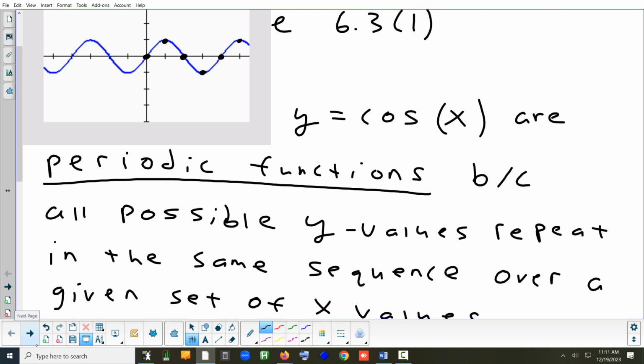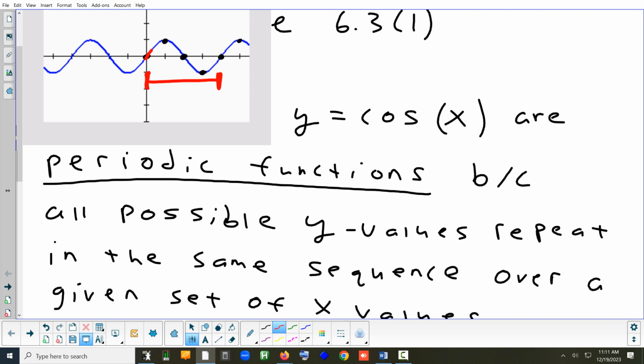Okay. When I talk about that they repeat over a set of x values, I'm talking about something like from here to here. That's the width of the x values that you have to go through before they repeat. If you go less than what I drew in red, you haven't gone through all the values before you're going to see a repeating pattern.